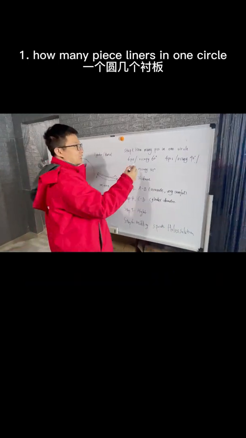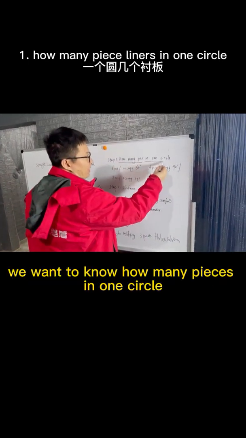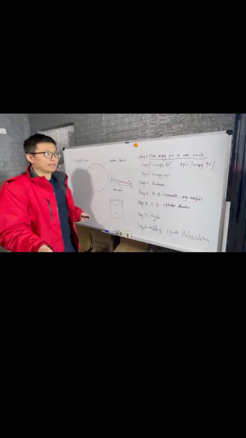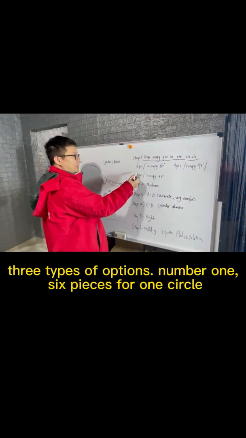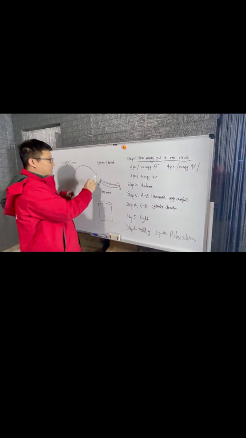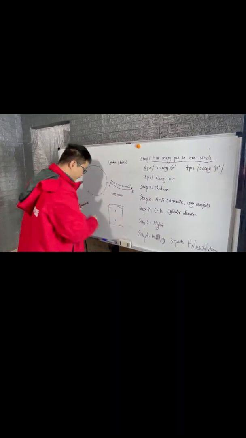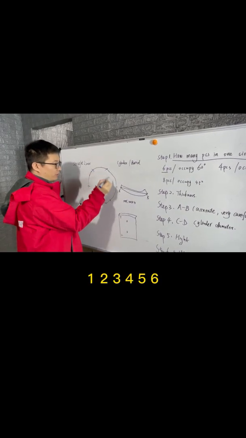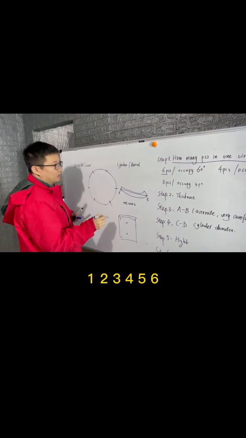Step one, we want to know how many pieces are in one circle. There are three options. Number one, 6 pieces for one circle. It will look like this way. 1, 2, 3, 4, 5, 6.